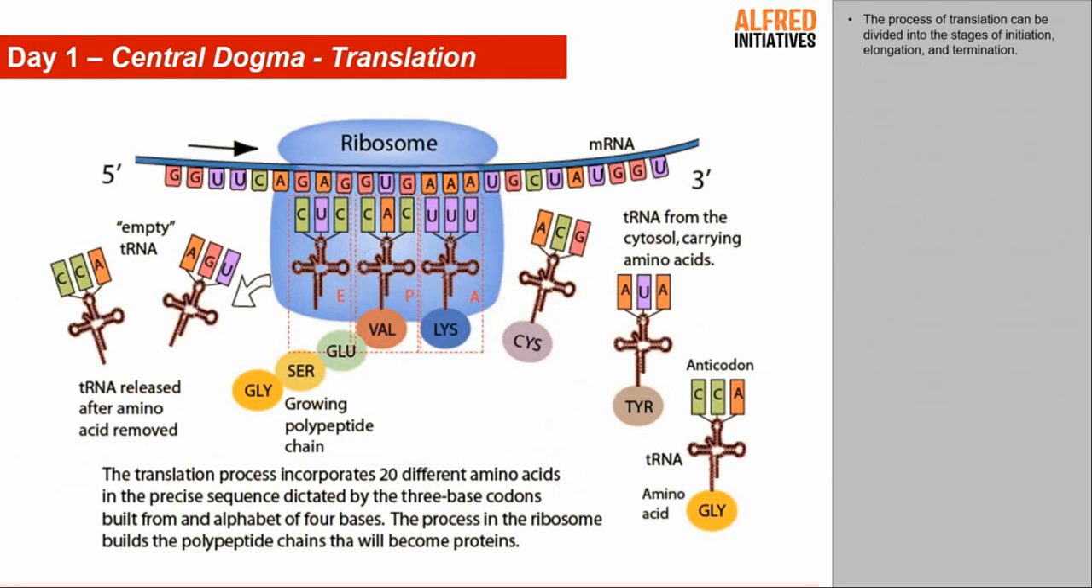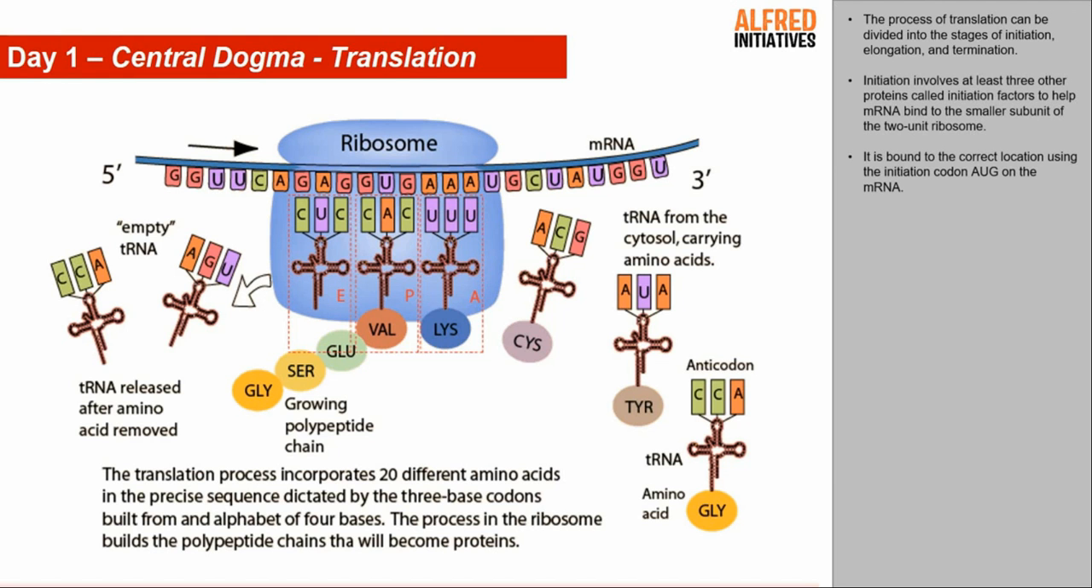The process of translation can be divided into the stages of initiation, elongation, and termination. Initiation involves at least 3 other proteins called initiation factors to help the messenger RNA bind to the smallest subunit of the 2-unit ribosome. It is bound to the correct location using the initial codon AUG on the messenger RNA.